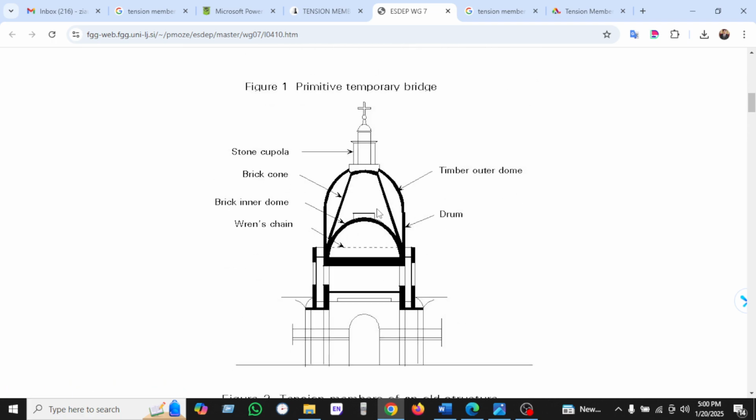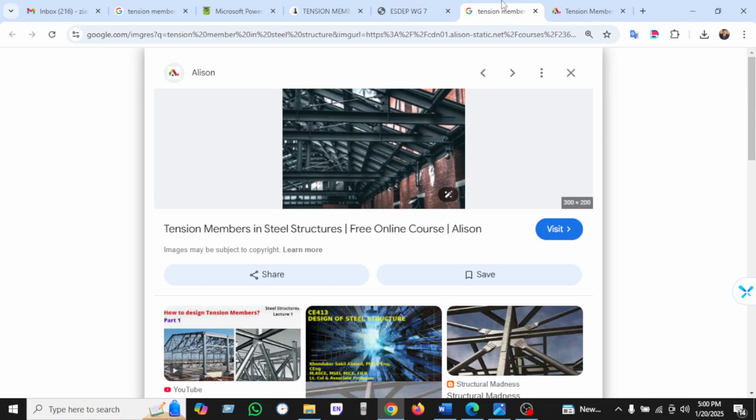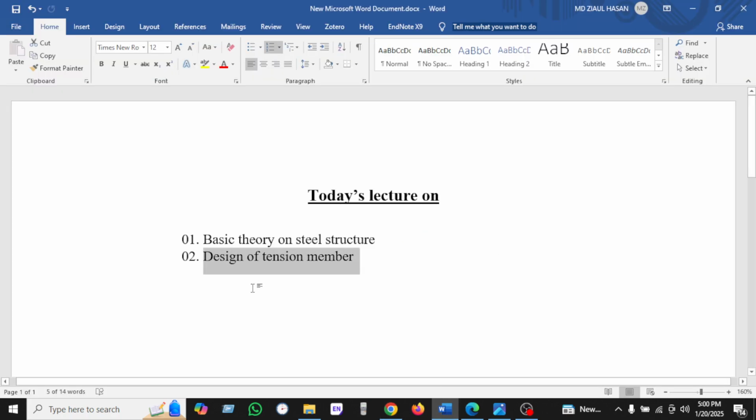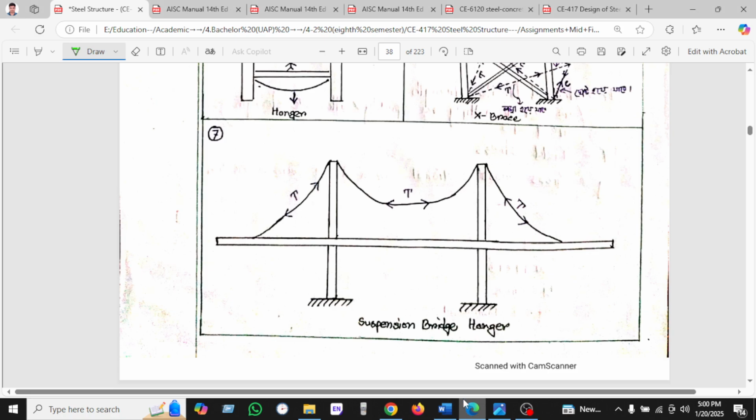The bridge also takes the tension member. So many things we have already known about tension and compression members. So now let's start the next slide.